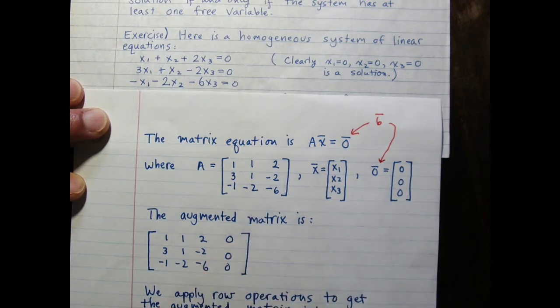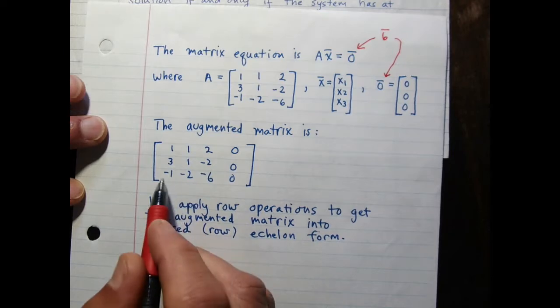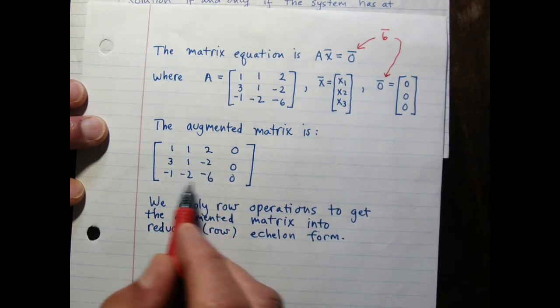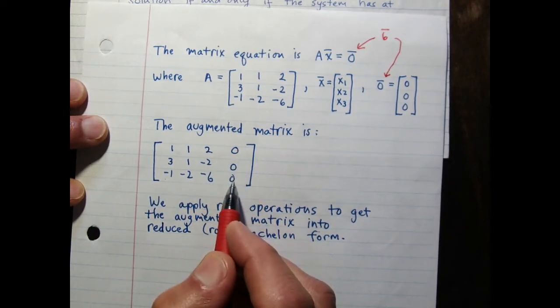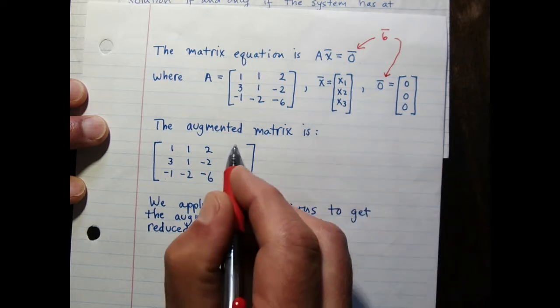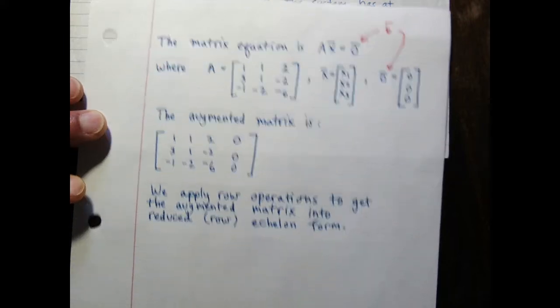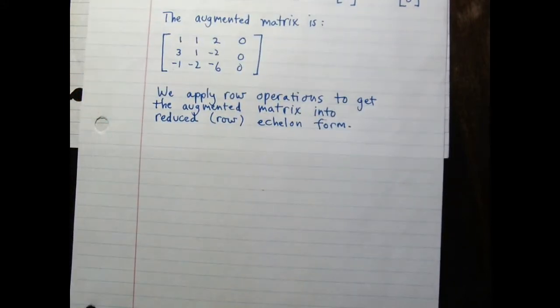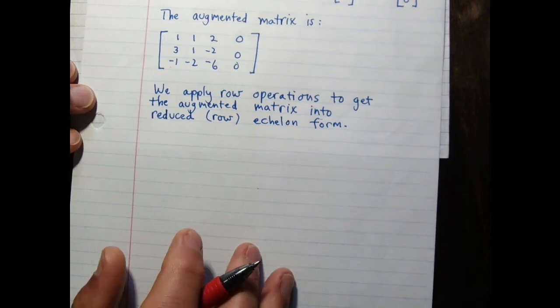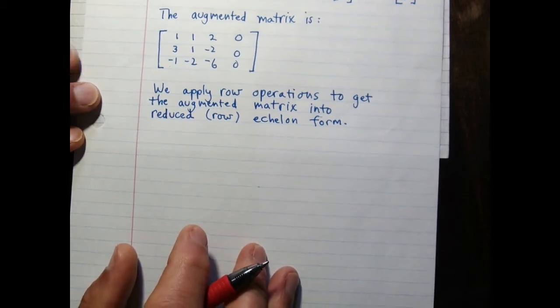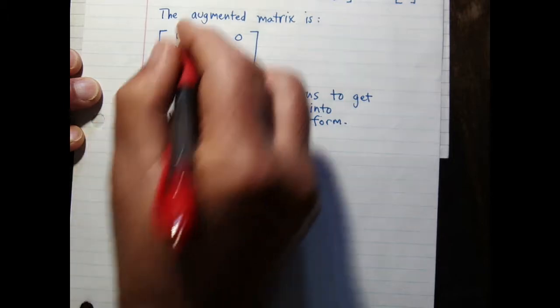So to solve the system, we're going to set up the augmented matrix, where I just write down the columns of A, followed by the b vector in the last column. So that's all zeros here. And we're going to apply row operations to get the augmented matrix into reduced echelon form. So let's go ahead and apply these row operations.